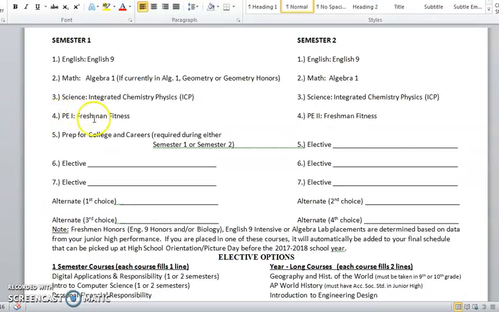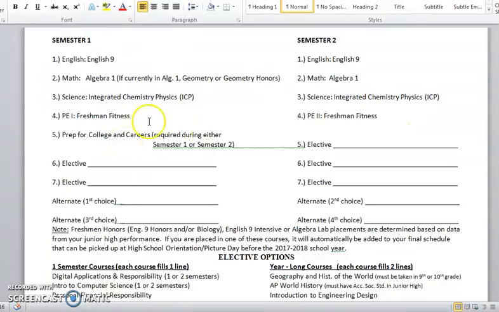We encourage you to go ahead and fulfill your PE requirement during your freshman year. But we also know that some of you opt to take summer PE or fulfill that requirement through marching band or show choir. If that is the case for you, feel free to cross out where it says freshman fitness and indicate what class you would like to take instead.